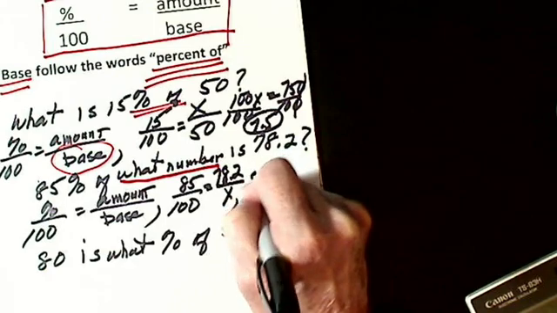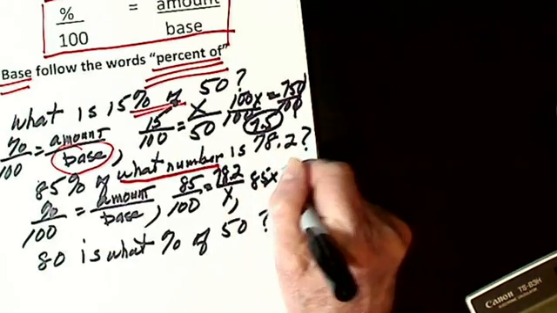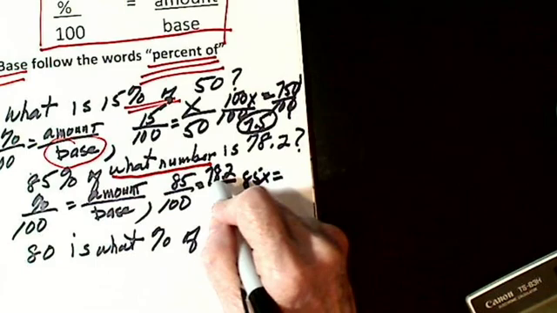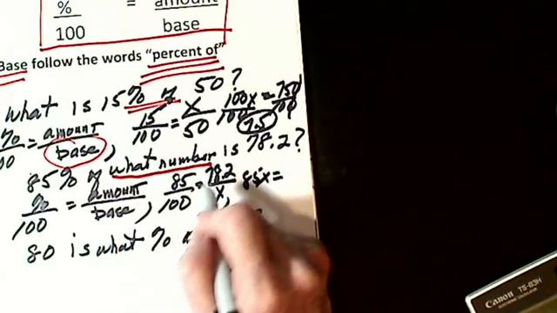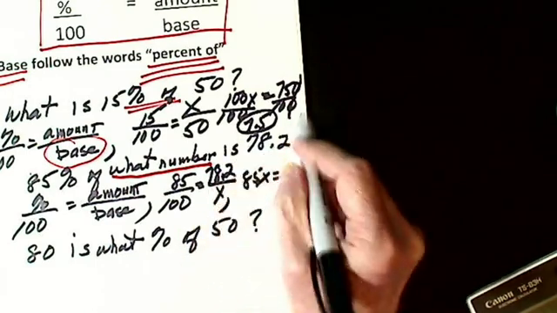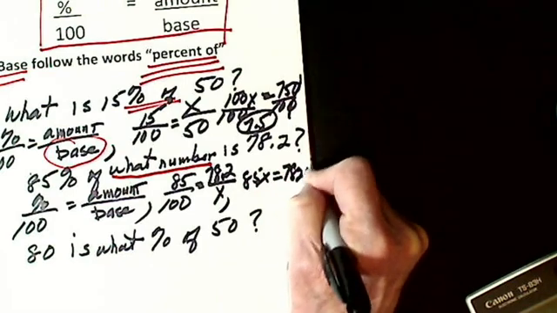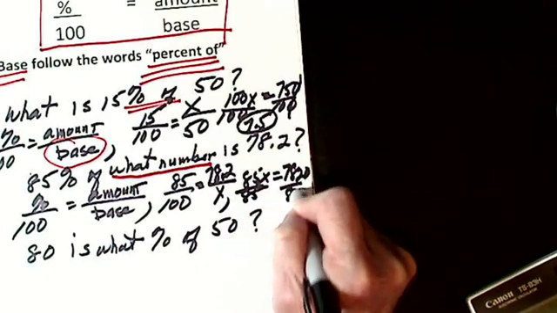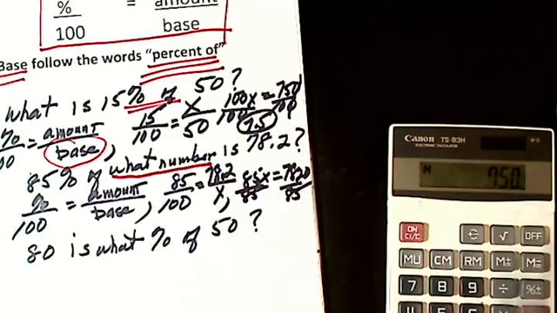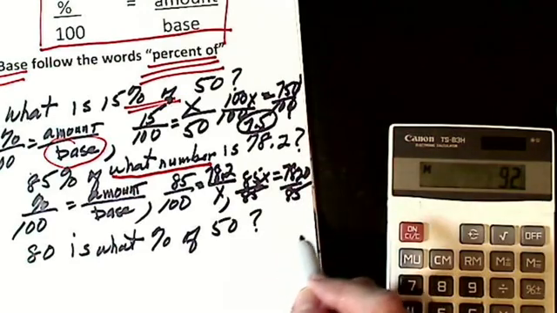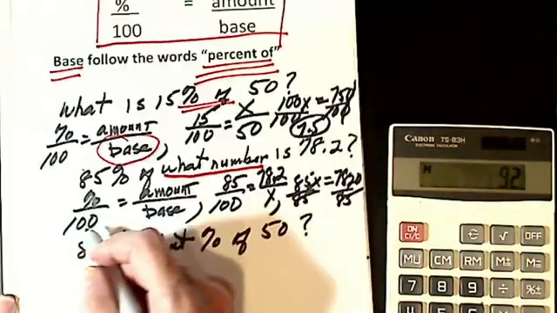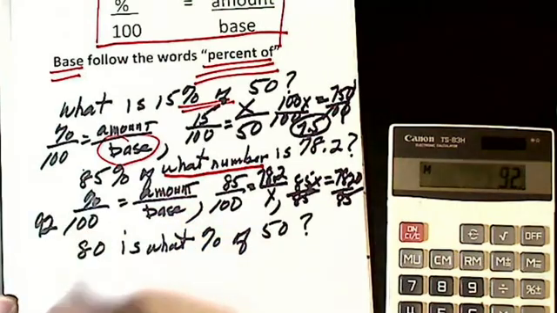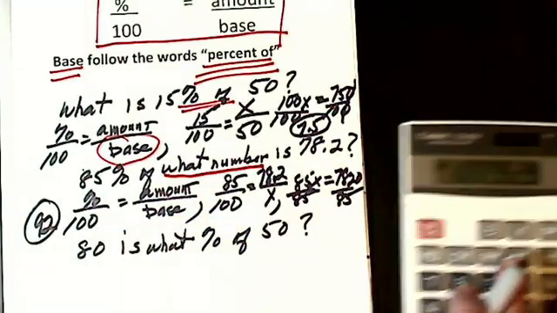Cross products. I get 85x equals. An easy way to multiply by 100 is move my decimal 2. So I get 7820. Divided by 85. So now I have 7820 divided by 85. I get 92. Move it over here. So my answer is 92.